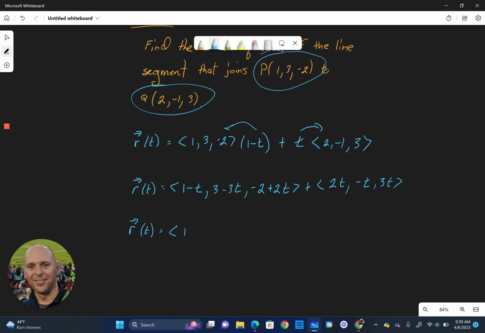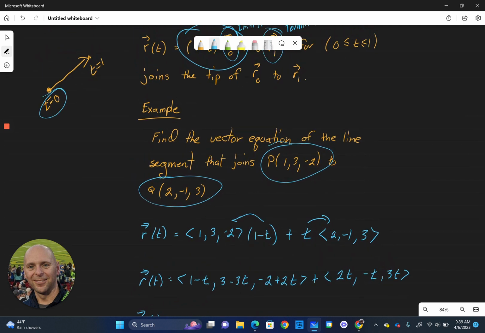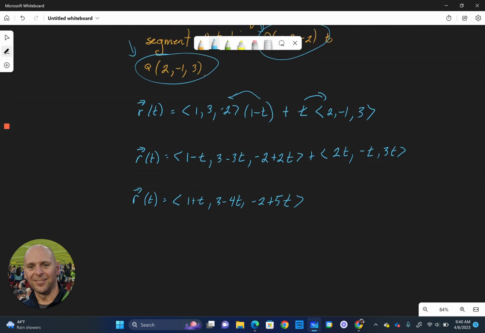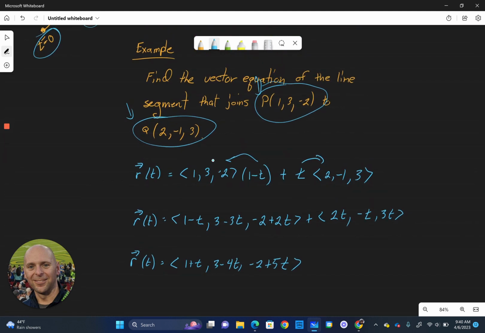So finally we end up with 1 plus t, 3 minus 4t, and negative 2 plus 5t. And there you have the line segment that connects P to Q. And just to verify that it does what we want it to do, again, the idea is that at t equals 0, I should be at the initial point, and at t equals 1, I should be at the terminal point. So if we plug in t equals 0, you can see we are, in fact, at 1, 3, negative 2, like we should be. And if I plug in t equals 1, I'm at 2, negative 1, and 3, which is, in fact, the coordinates for our Q.